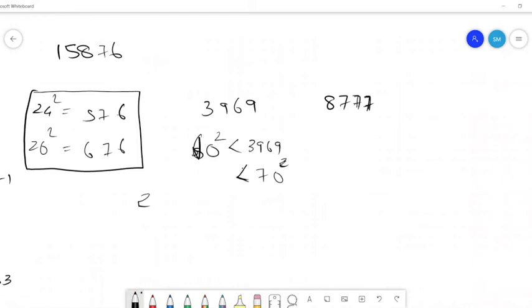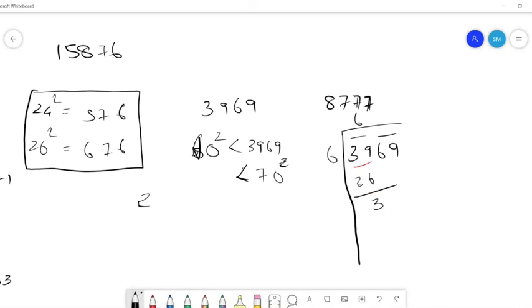So 3969, you would split it into pairs of digits, and then you take the first pair, which is 39, and then you find the square that is below it. So 6 square is 36, and we have the remainder as 3. See the connection between this step and the step which Shankar mentioned, that 3969 is between 60 square and 70 square. And then what we do is we take double the digits that we have already got.